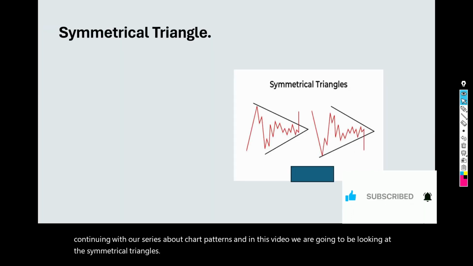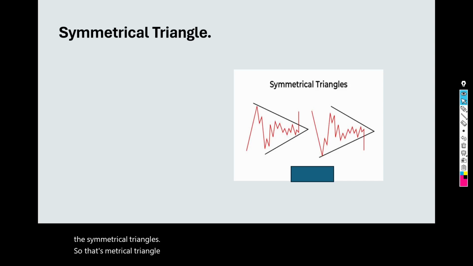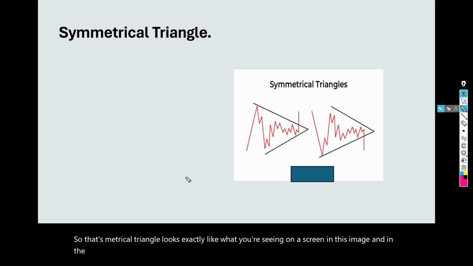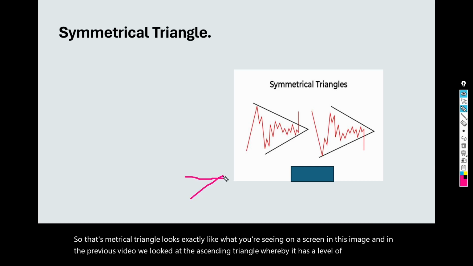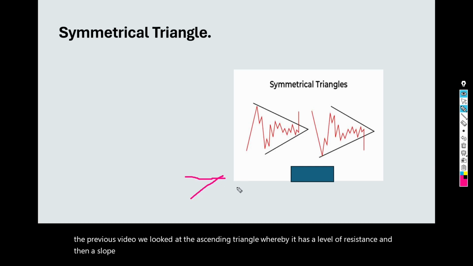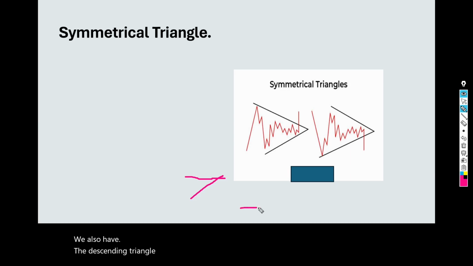So the symmetrical triangle looks exactly like what you're seeing on the screen in this image, and in the previous video we looked at the ascending triangle, whereby it has a level of resistance and then a slope of higher lows, and then we also have the descending triangle, which is made up of a level of support and a series of lower lows.